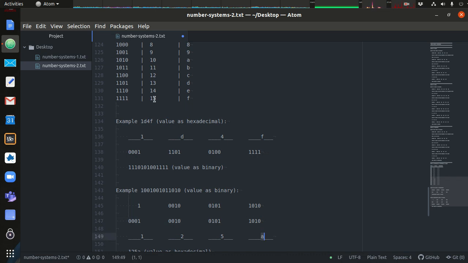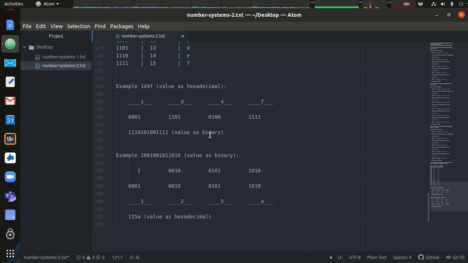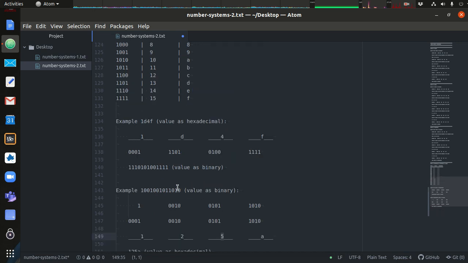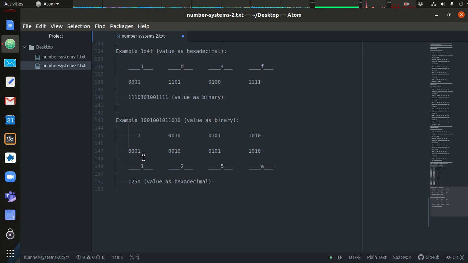0101, look in our chart. 0101 is a 5. Okay, so 0101 translates to a 5. 0010, look in our chart. We should know that one's a 2 though because it's the 2's place. Right. And then 1, this one should be obvious, that's a 1. Right? So the resulting value, we've converted binary to hexadecimal very easily, 125A.